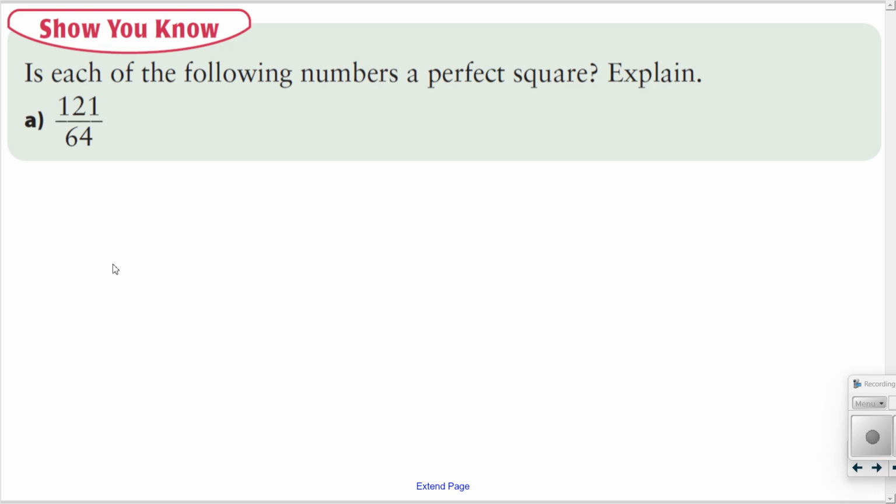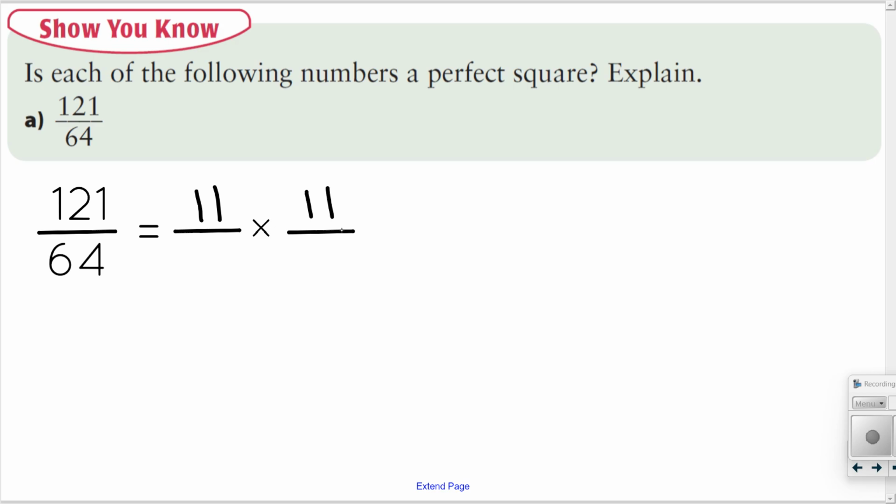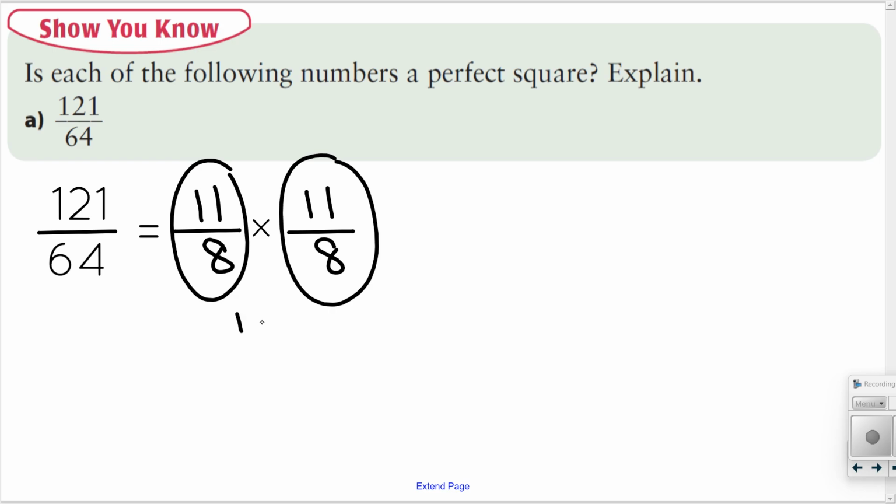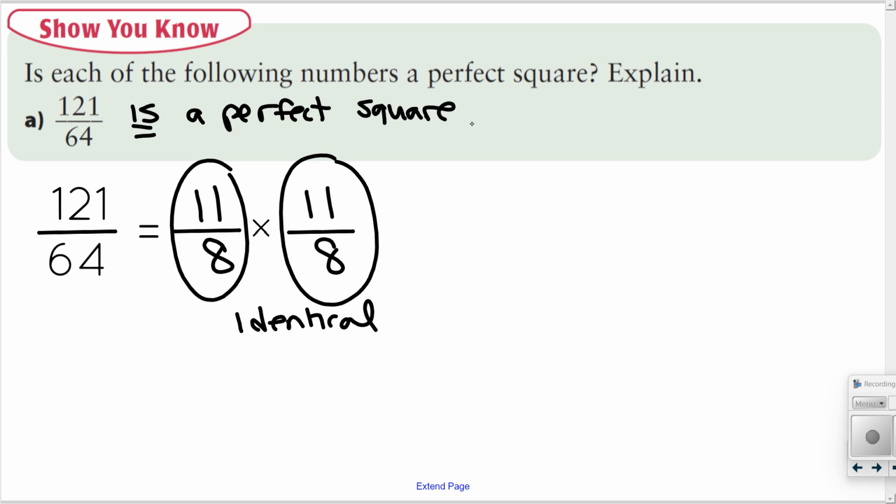Okay, in the first one, 121 over 64. 121 can be written as 11 times 11. 64 can be written as 8 times 8. Since these are identical factors, that tells me that 121 over 64 is a perfect square. Let's look at the next one.